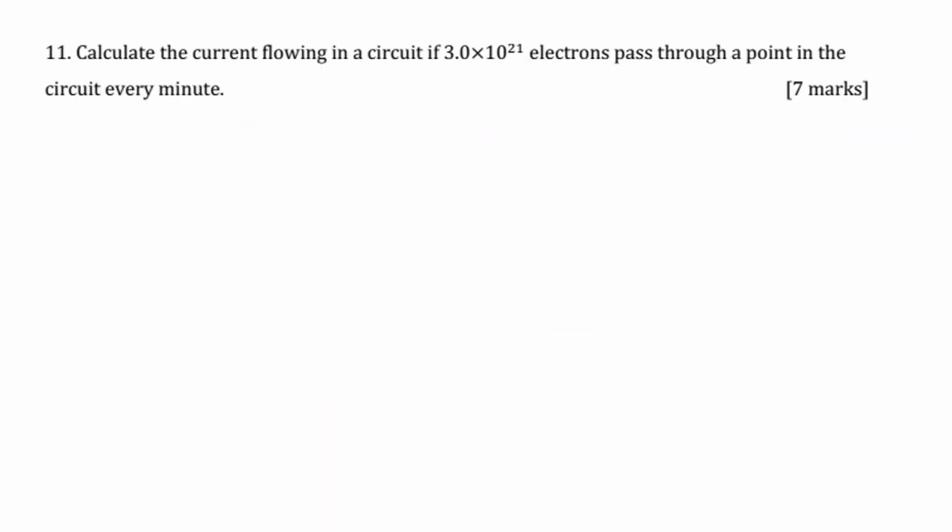Calculate the current flowing in a circuit if 3.0 times 10 to the power of 21 electrons pass through a point in the circuit every minute. So we need to solve for current, which is I, and we are given here 3.0 times 10 to the power of 21 electrons. So this is the number of electrons n, and through a point in the circuit every minute. So we actually have our time. That's our time, equal to 1 minute or 60 seconds.